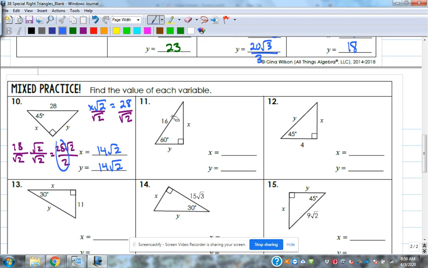Number 11, we have a 30, 60, 90 triangle. We have the hypotenuse, which is twice the shorter side. So half of 16 is 8. And then 8 radical 3 for x. 45, 45, 90. So we know the legs are the same. And the hypotenuse is leg times radical 2.